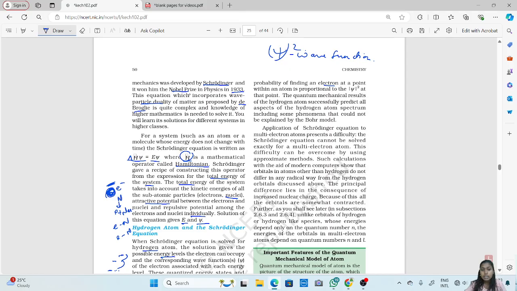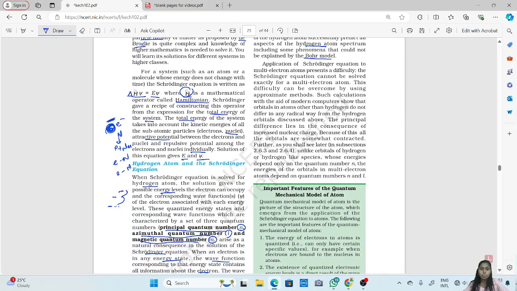Now, the quantum mechanical results for the hydrogen atom successfully predict all the aspects of the hydrogen atom spectrum, including some phenomena that could not be explained by Bohr's model. So whatever results we get from quantum mechanics for the hydrogen atom successfully predict all the aspects which Bohr's model wasn't able to explain.